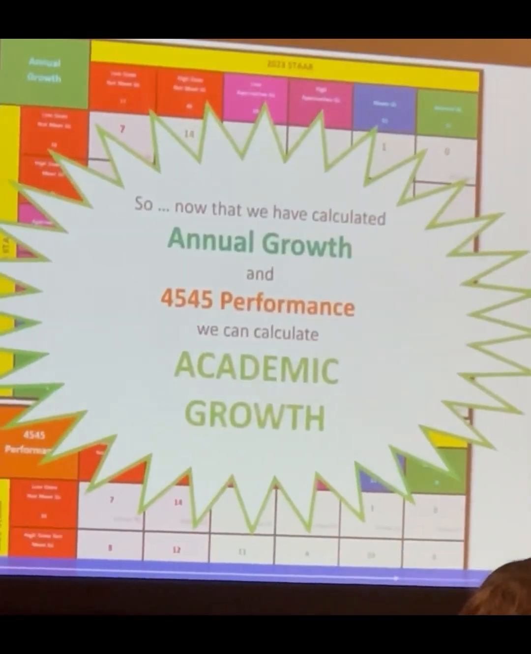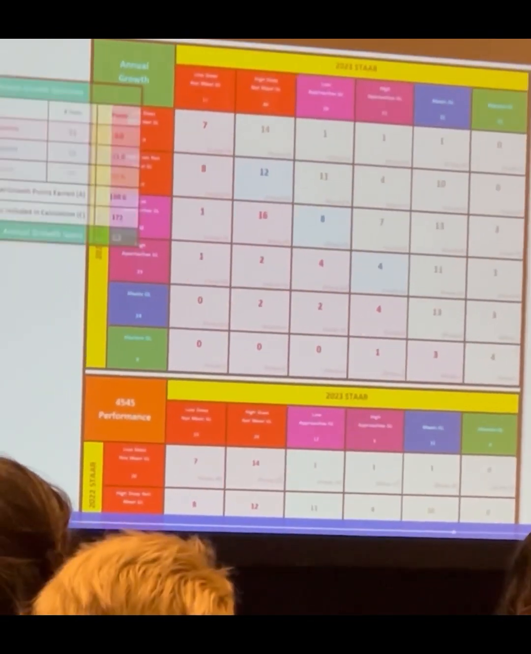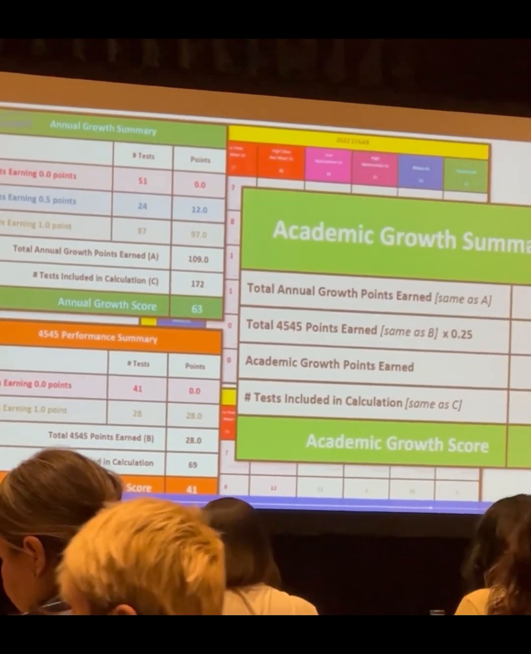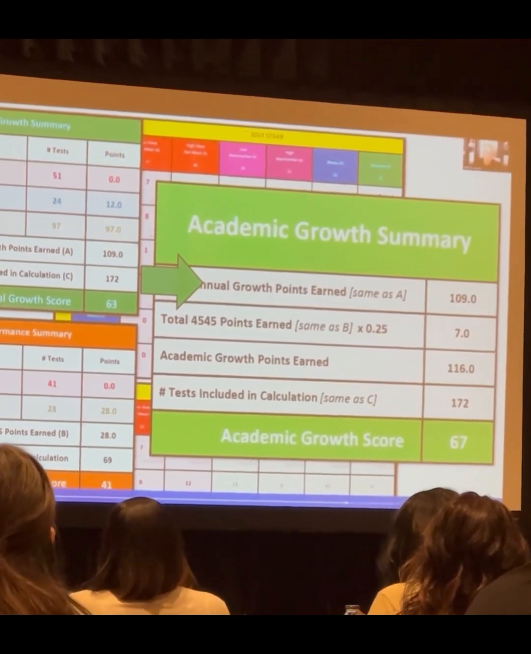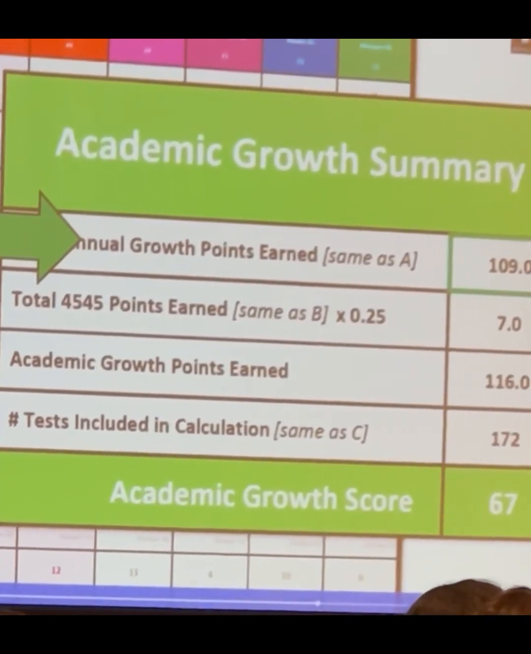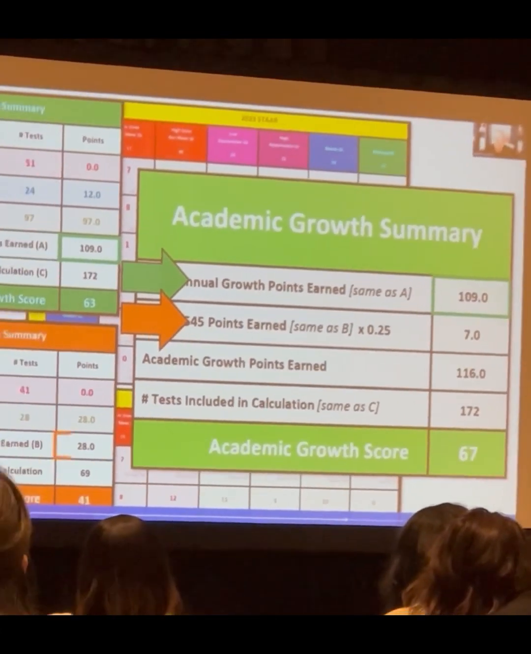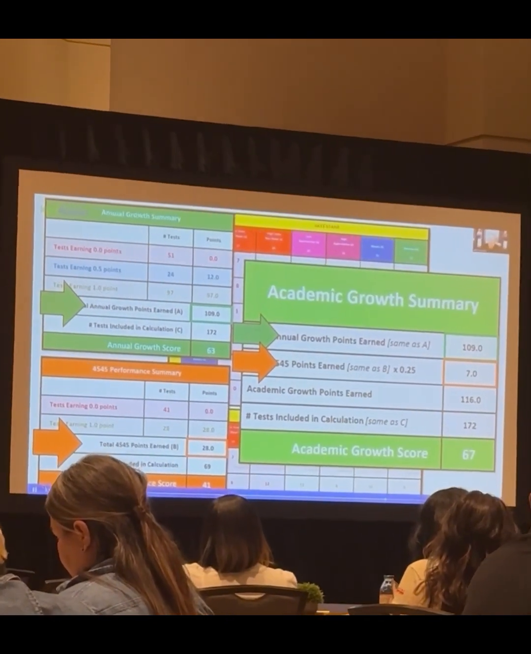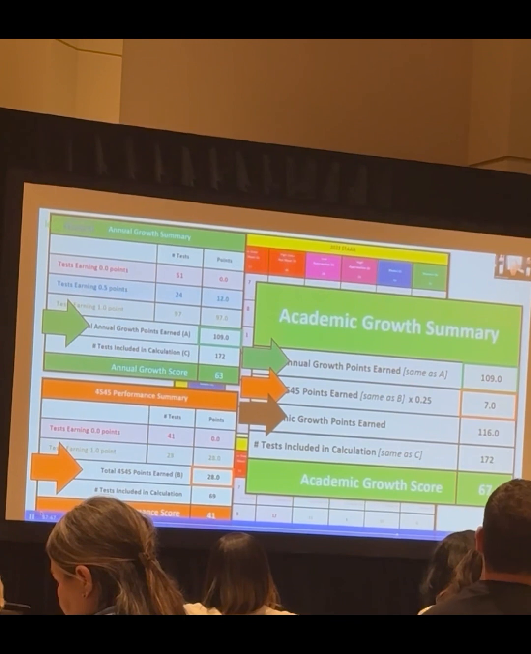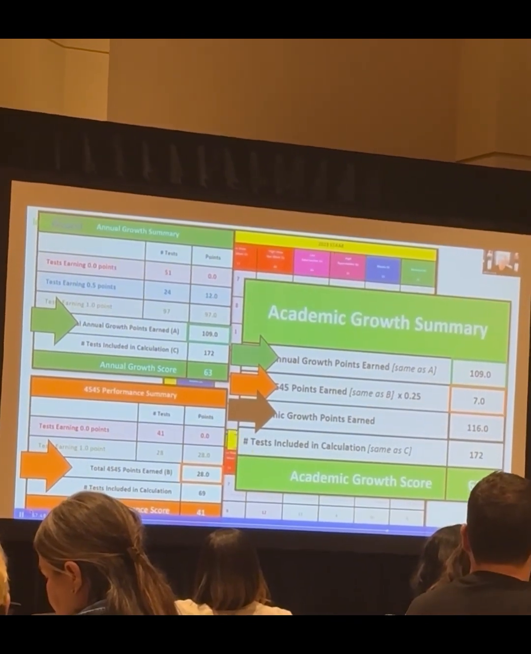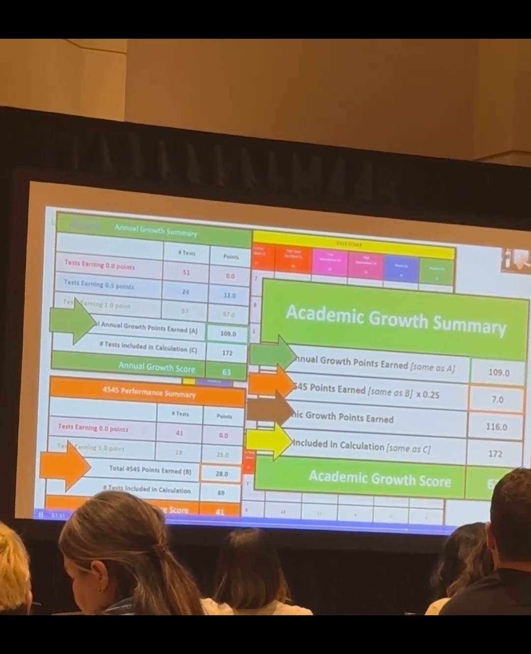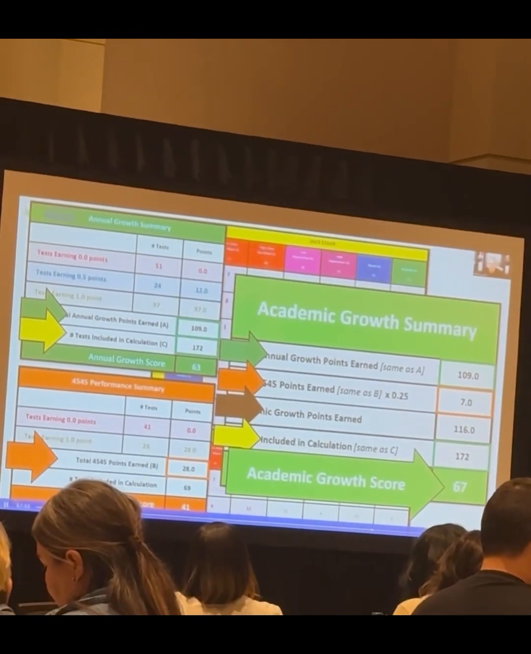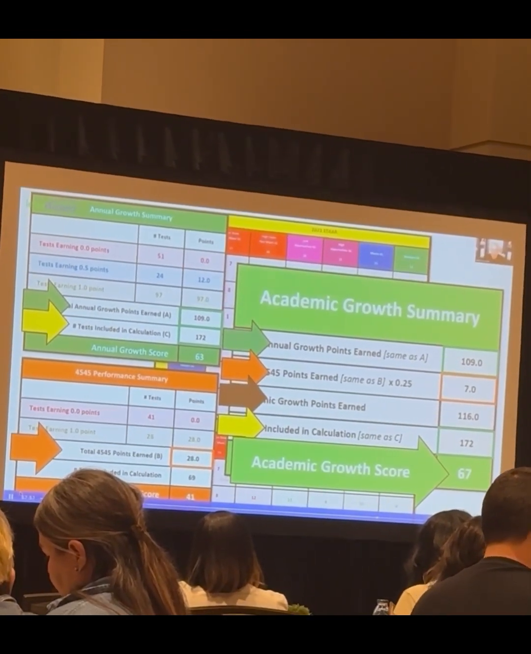And then taken together, the annual growth and 45-45 combine to give us the academic growth calculation. So we take all of the annual growth points that we earned, we take the 45-45 points that we earned, and weight them at a quarter point each. So it's a little bit of a bonus. We then add up those to get to our academic growth points, divide by the number of tests, and we get our academic growth score.